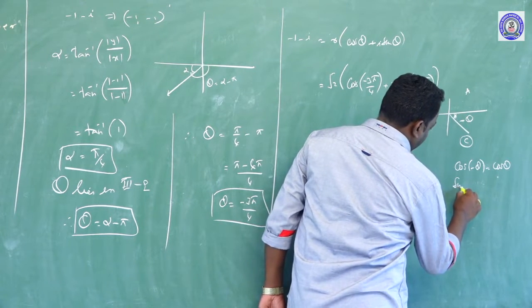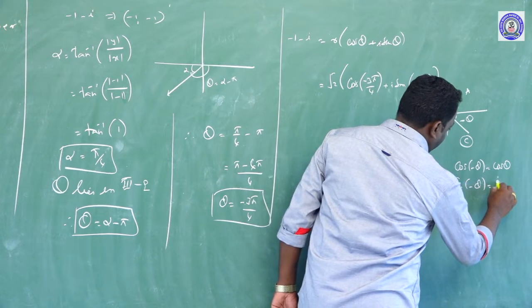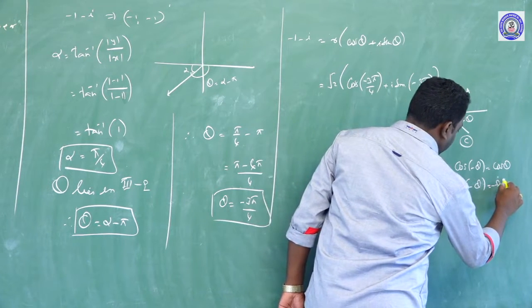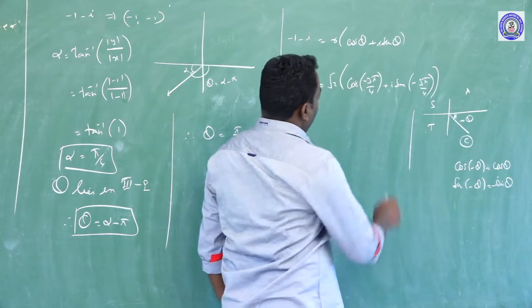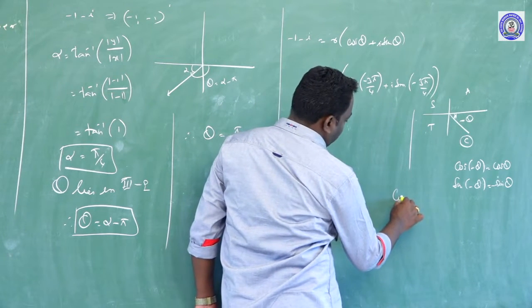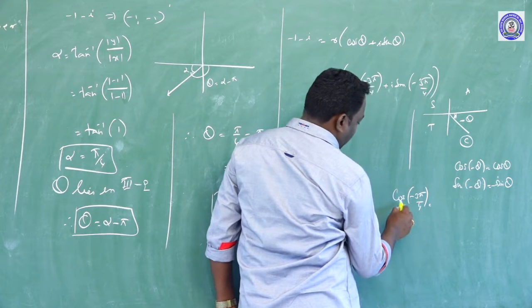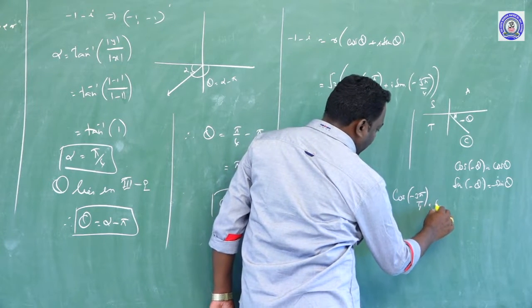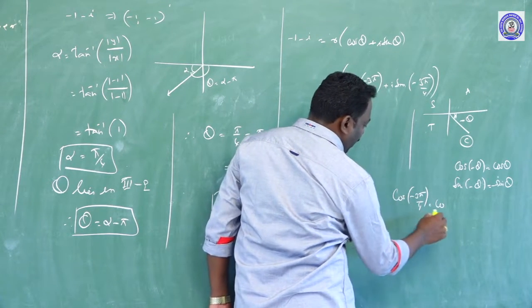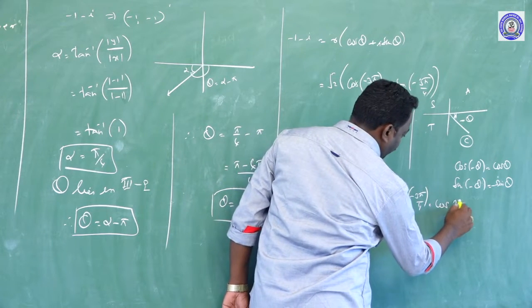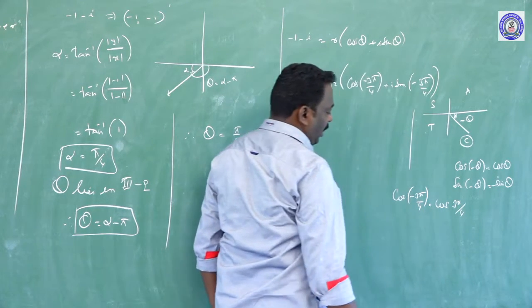Then sin of minus theta is equal to minus sin theta. Now applying this formula again, cos of minus 3 pi by 4: we write cos of minus theta equals plus cos theta, where theta equals 3 pi by 4. Therefore, cos 3 pi by 4 is called the argument.